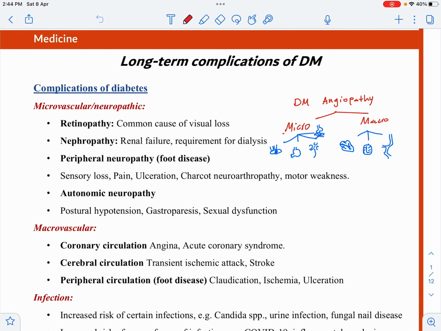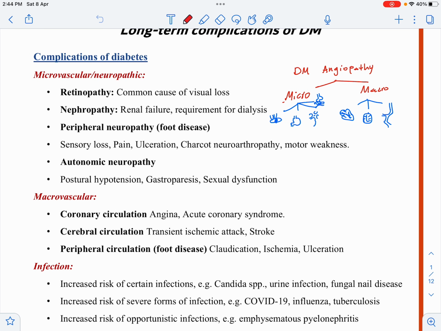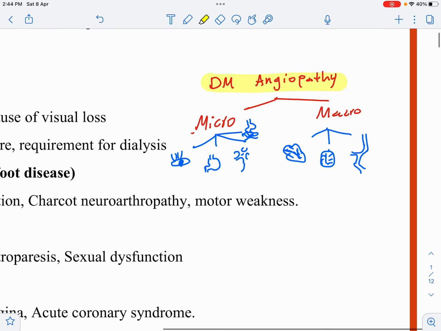Hi everybody, here we're gonna continue with the DM complications and I will start talking about the diabetes mellitus angiopathies. Actually, we have two things. The first is a microvascular complication and the second thing is a macrovascular complication. The DM angiopathy is either a micro or macro.